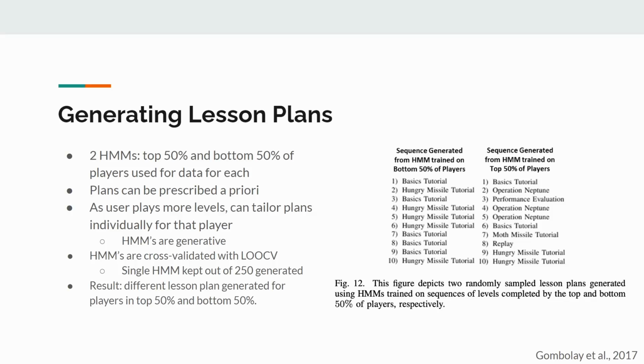The top 50% has much more variance or variations in the games played in order to become a top performer. Whereas on the left, as you can see, there are only 2 tutorials that are actually played, which leads the players into the bottom 50% of performers.